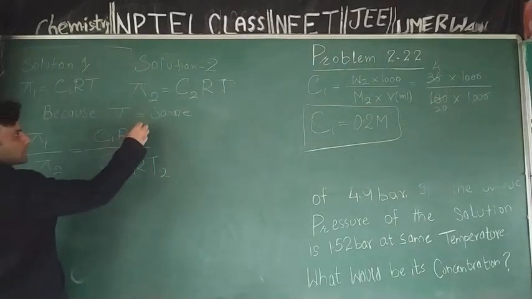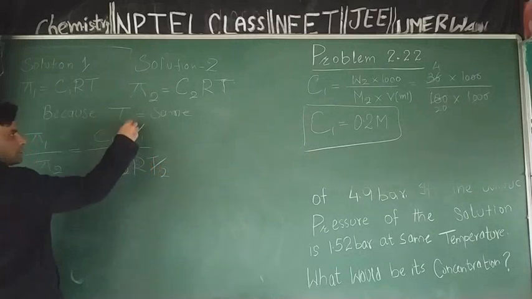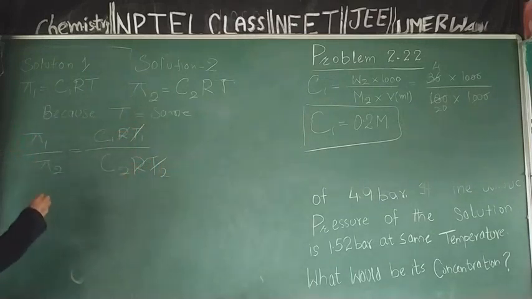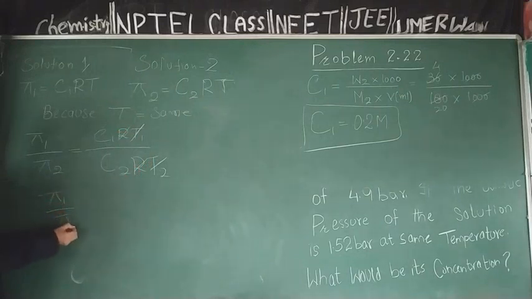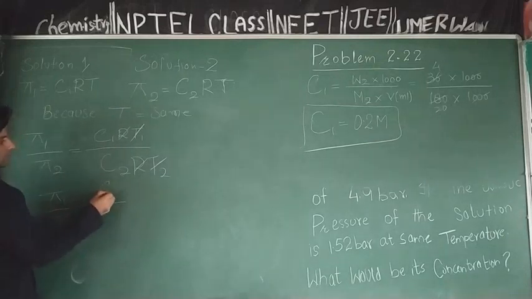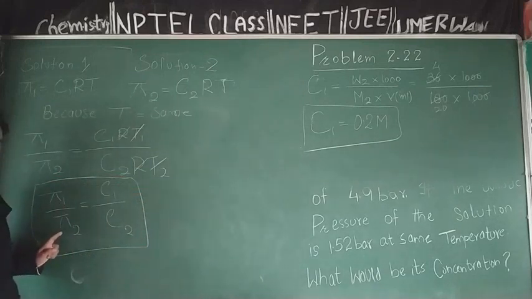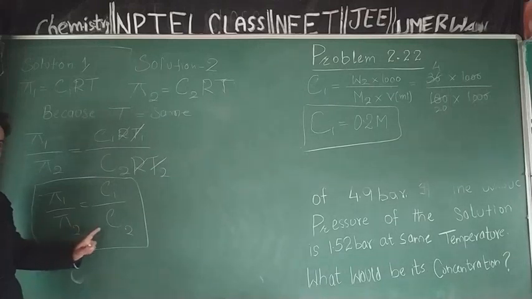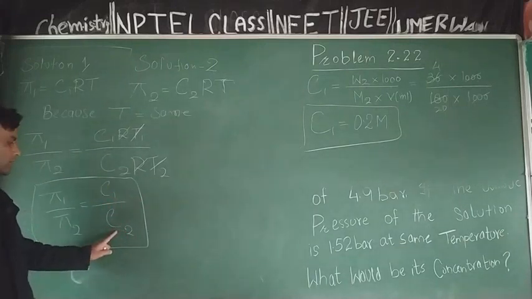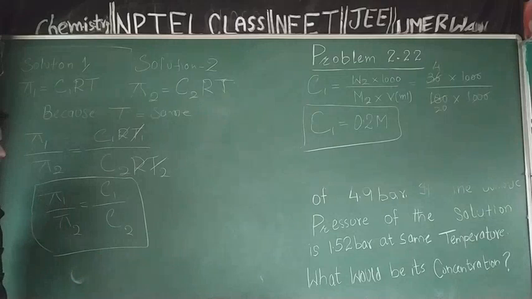As the temperature is same, T1 and T2 will get cancelled, R and R will get cancelled. I will get equation pi 1 divided by pi 2 is equal to C1 divided by C2. This is idea second. This equation will help me to calculate molarity of solution of glucose when its osmotic pressure is reduced to 1.52 bar.